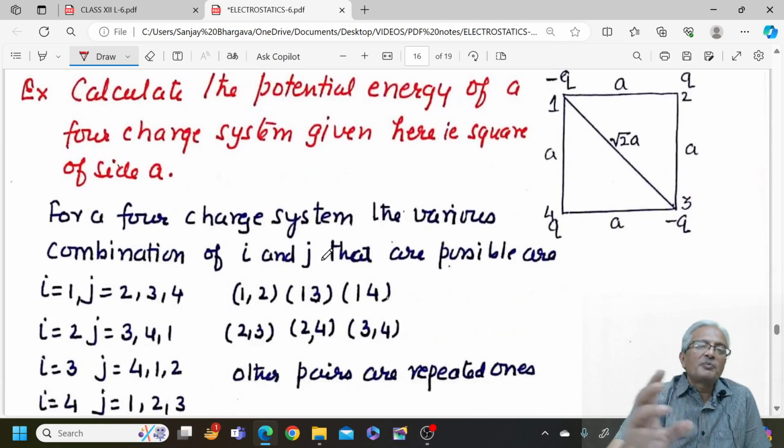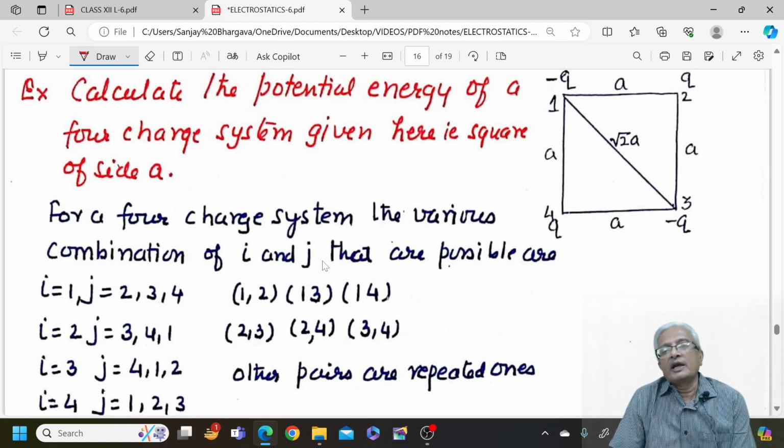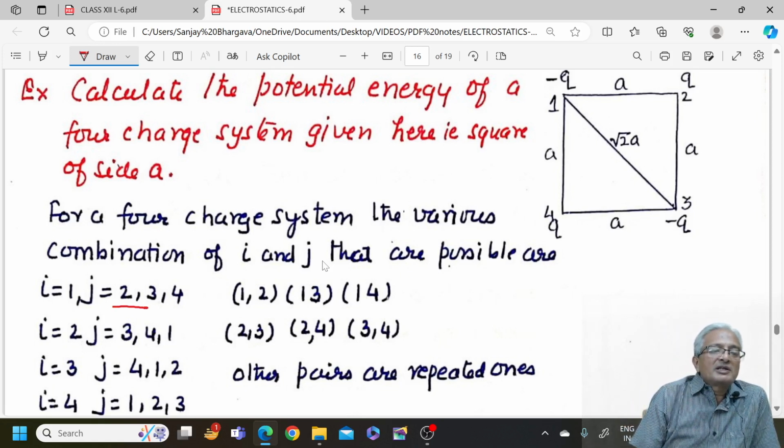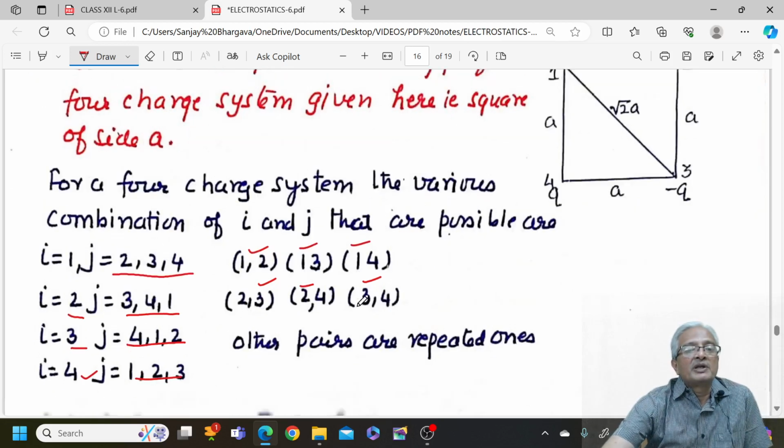Here we have a question for you. It says calculate the potential energy of the 4-charge system given here, that is a square of side A. So we have a square 1, 2, 3, 4 and the 4 charges have been arranged like this, alternate positive and negative charges. Now for i equal to 1, the possibilities are 2, 3, 4. For i equal to 2, 3, 4, 1. For i equal to 3, 4, 1, 2. And for i equal to 4, 1, 2, 3. So combinations are 1,2; 1,3; 1,4; 2,3; 2,4; 3,4. And all the other terms would be the repetitive terms.